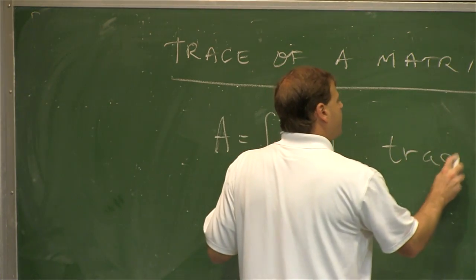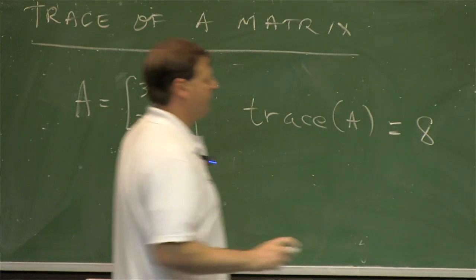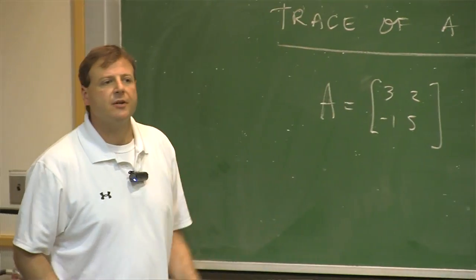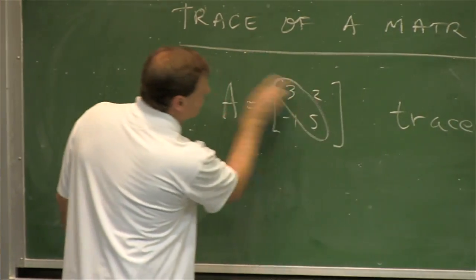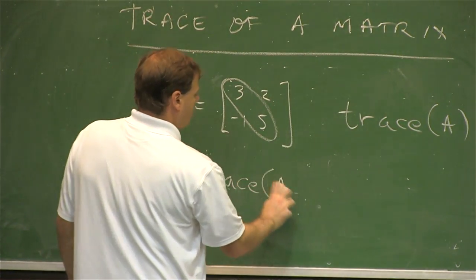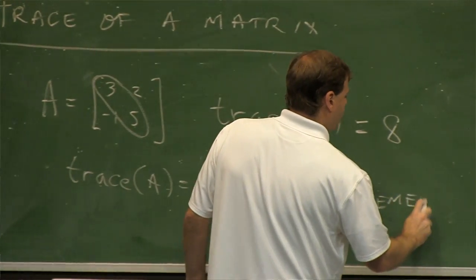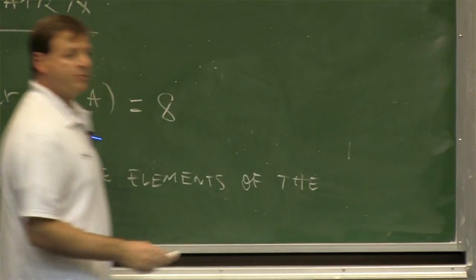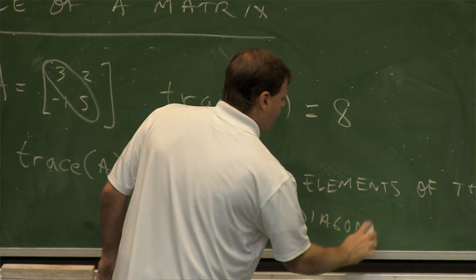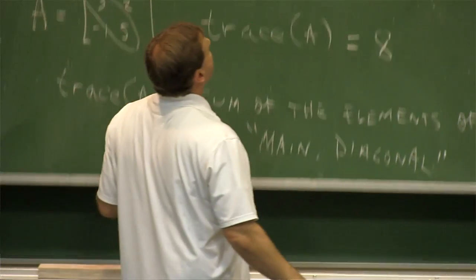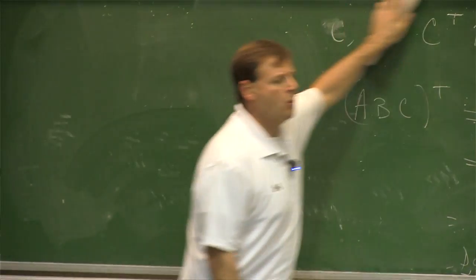I'm going to tell you that the trace of A, that's the notation, trace A, is 8. So how would you get 8 from that configuration? How about 3 plus 5, right? So the trace is the sum of the elements of what? What's the vocabulary? It's the main diagonal. So it's a very easy thing to compute. You just have to know what it is.